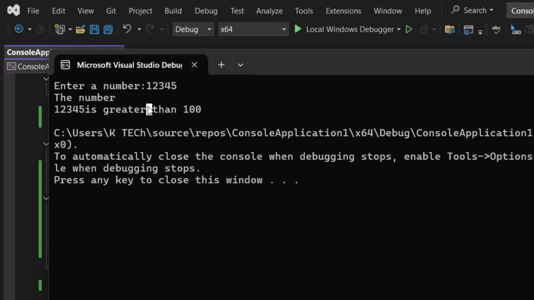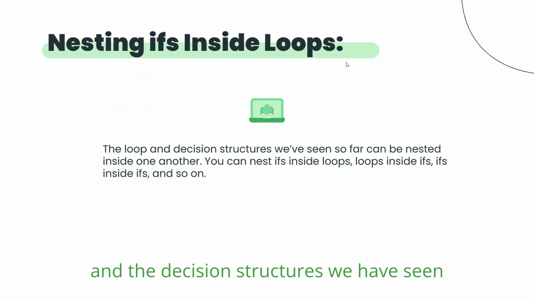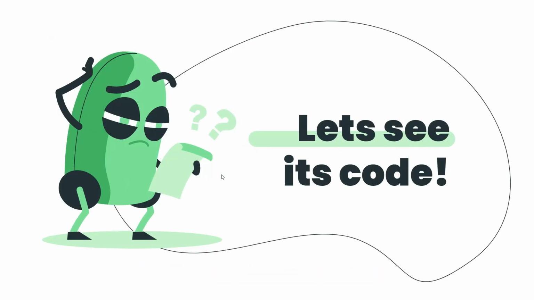Okay. Moving forward to the next topic, which is nesting ifs inside loops. The loop and the decision structures we have seen so far can be nested inside one another. You can nest ifs inside loops, loops inside ifs, and ifs inside ifs, and so on. Let's understand it with the help of an example.